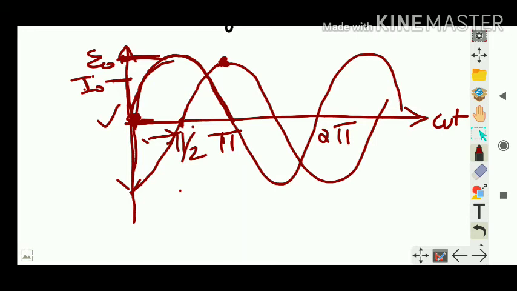Now let's move on with the next section. If it is not clear, you can pause the video and try to understand it. Right, now let's move on. After graphical representation, there is something which you have to know.